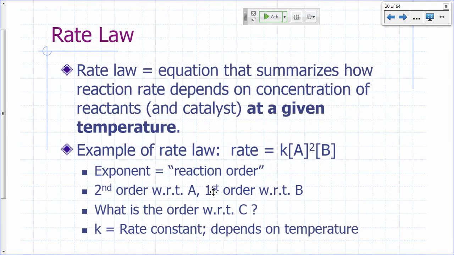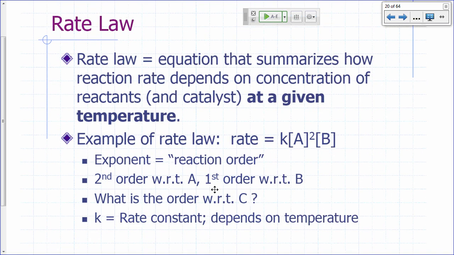So let's talk about rate laws now. A rate law is an equation that summarizes how the rate of your reaction depends on the concentration of reactants and catalyst, if catalyst is involved, at a given temperature. So you carry out a series of reactions at constant temperature, and what you do is you vary the concentrations of your reactants to see how they will affect the rate. Okay? Here's an example of a rate law.